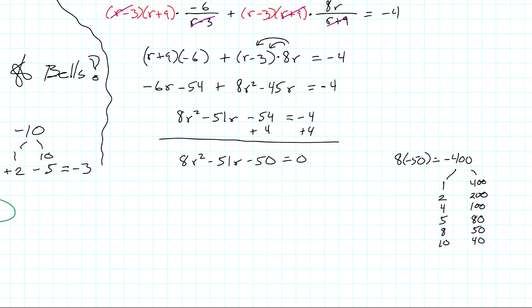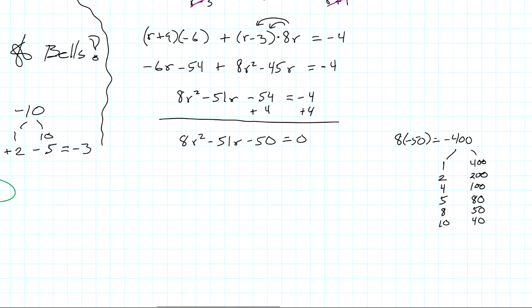So that doesn't go away just because we're in a different section. I'm now going to say that r equals negative b, which is going to be a positive 51, plus or minus the square root of negative 51 squared minus 4 times 8 times negative 50, that's b squared minus 4ac, all over 2 times 8.